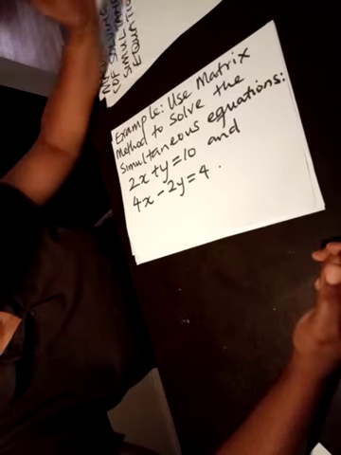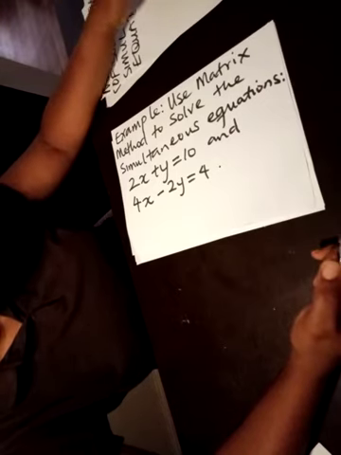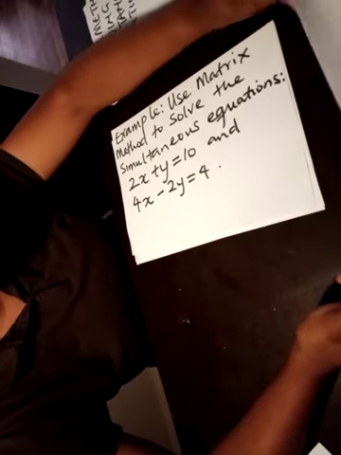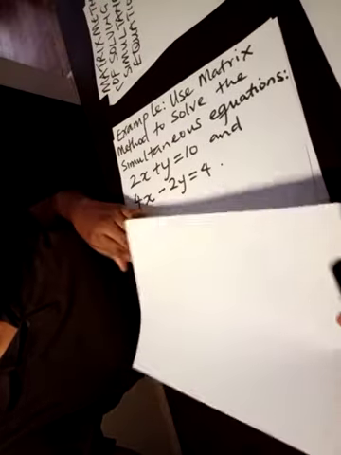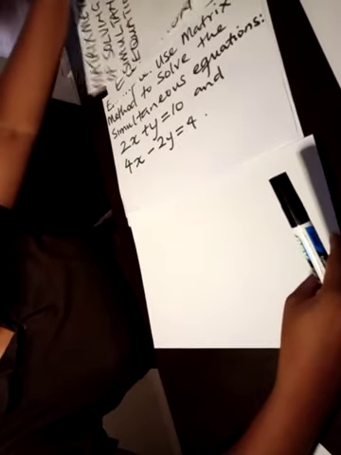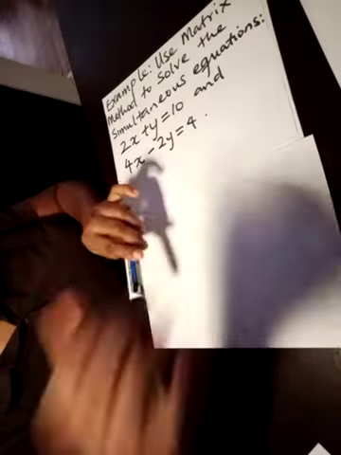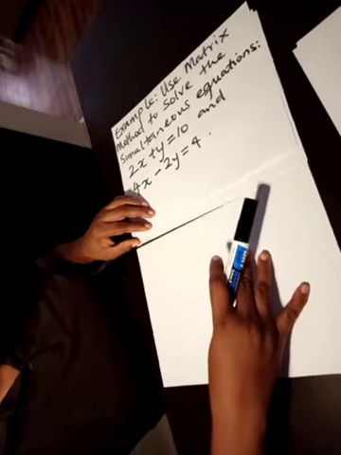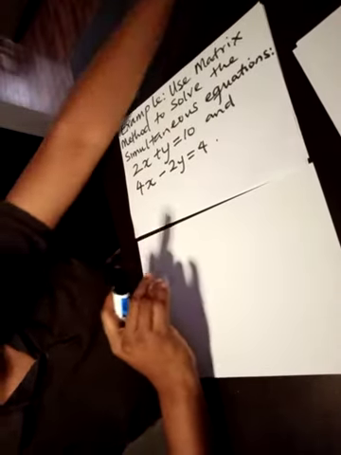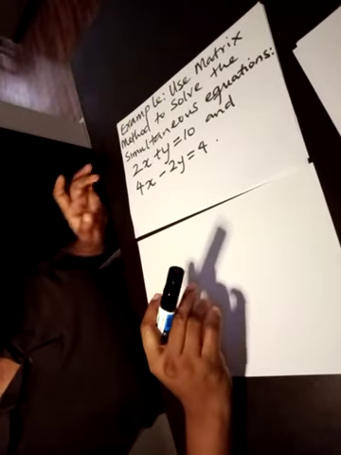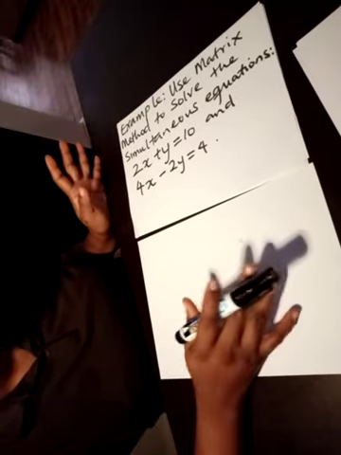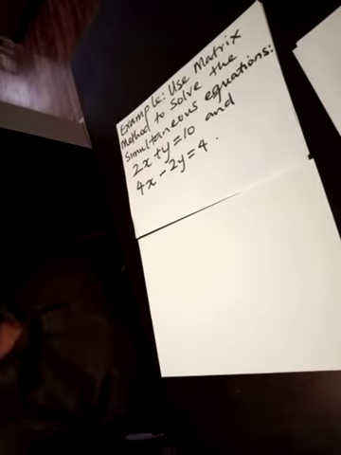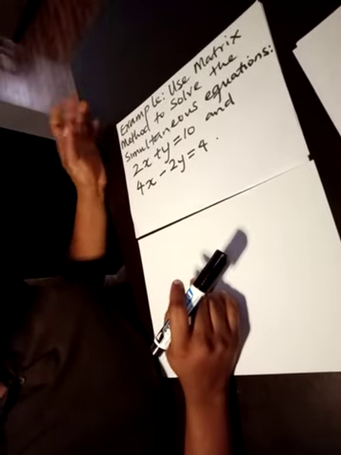We are given: use the matrix method to solve the simultaneous equations 2x plus y equals 10 and 4x minus 2y equals 4. All right. The first thing we need to do is extract the coefficients of x and y. Don't forget what we are looking for. We are looking for the unknown. We want to find the unknown. So we extract the coefficients of x and y.